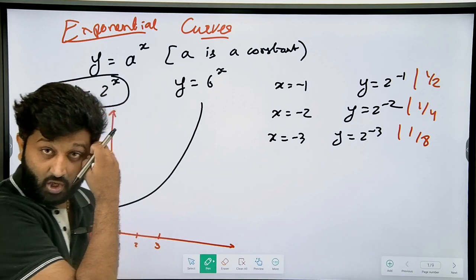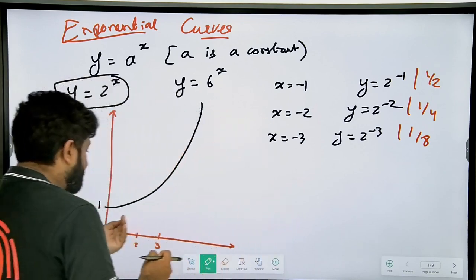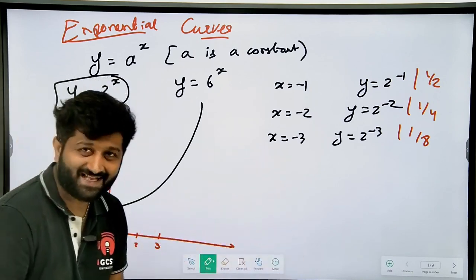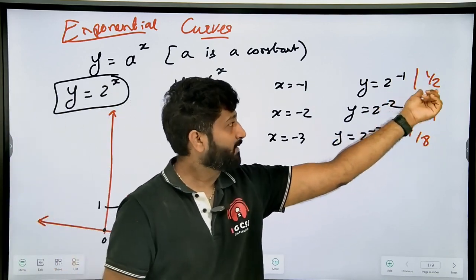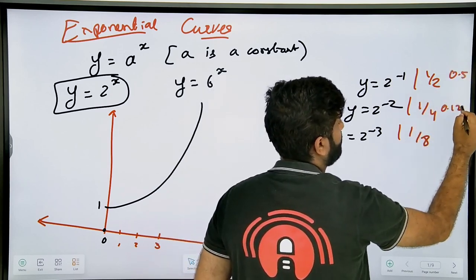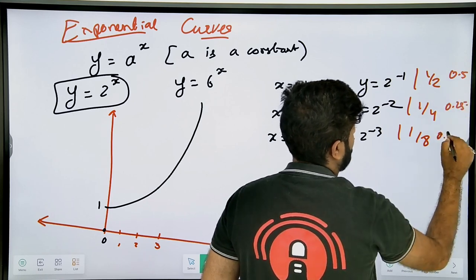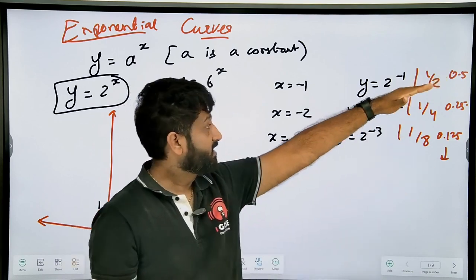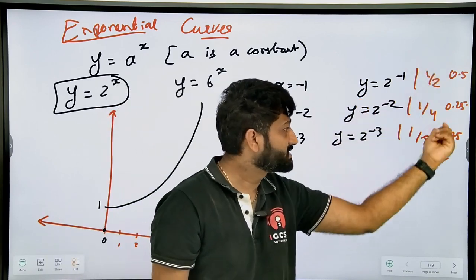Now if you observe, if I am increasing the value of x in the negative direction, the value of y is reducing. 1/2, that is 0.5. Then I have 0.25. Then I have 0.125. Again, when the value of x is increased negatively, the value of y is reducing.